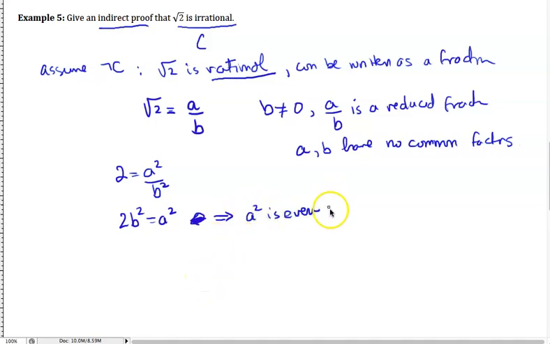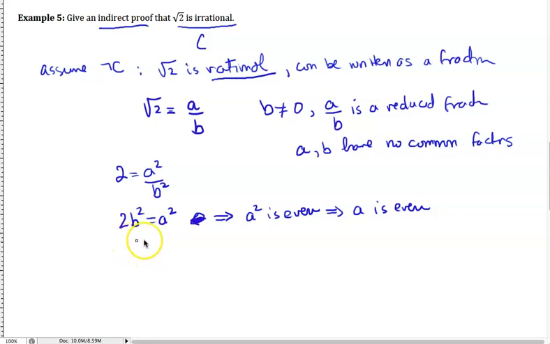All right, well, if a squared is even, this means that a is even. And this is a theorem that can be proven. It makes common sense, but it can easily be proven. You can basically say, well, if a squared is even, then a squared is 2 times an integer, and you can see that that really means that a is also even.